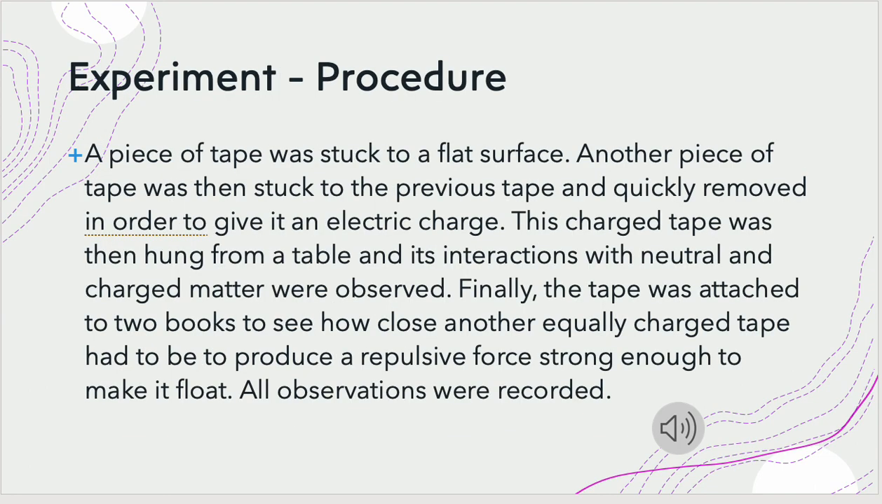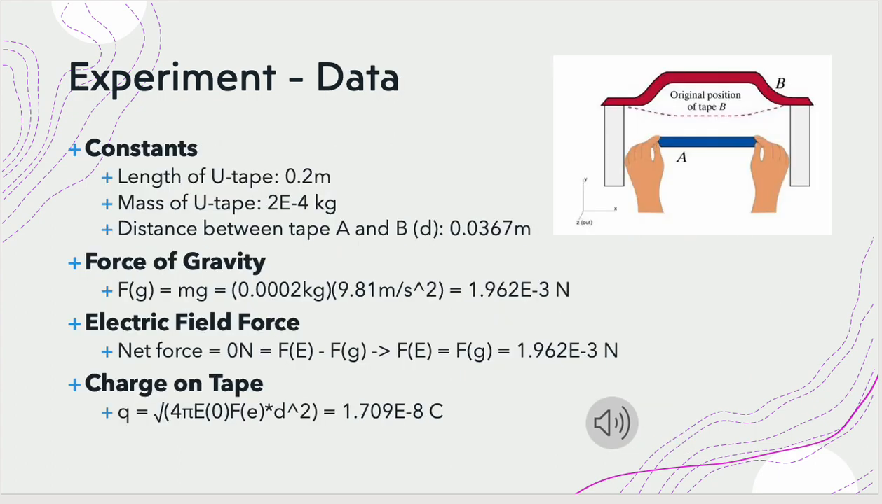The basic procedure of the experiment: a piece of tape was stuck to a flat surface, another piece of tape was then stuck to the previous tape and quickly removed in order to give it an electric charge. This charged tape was then hung from a table, and its interactions with neutral and charged matter were then observed. Finally, the tape was attached to two books to see how close another equally charged tape had to be to produce a repulsive force strong enough to make it float and counteract the force due to gravity. All observations were recorded.